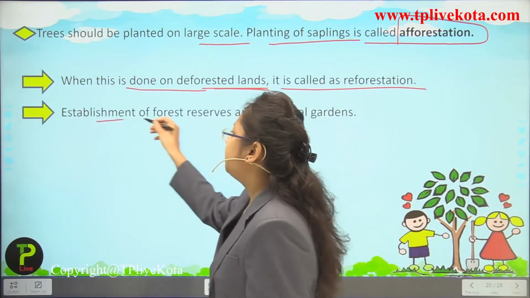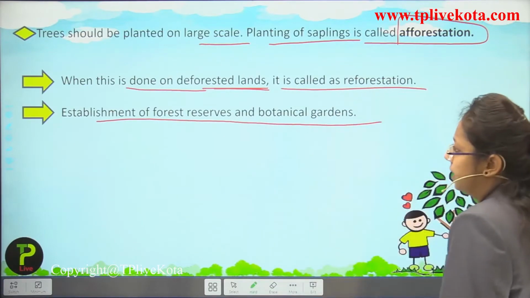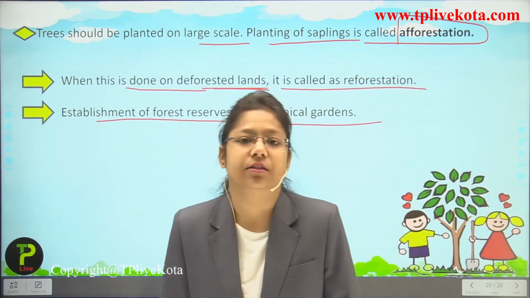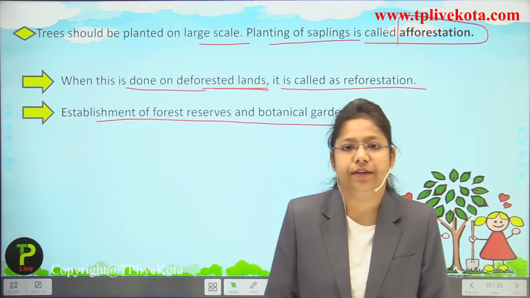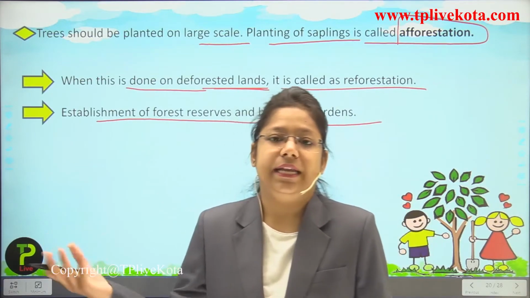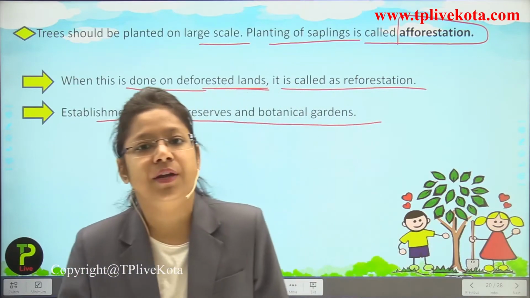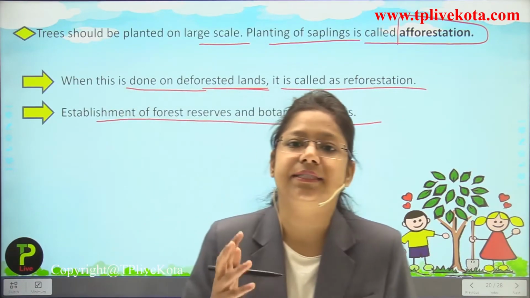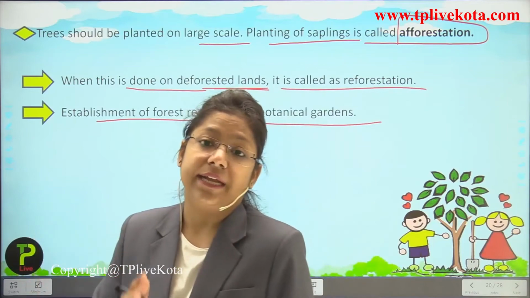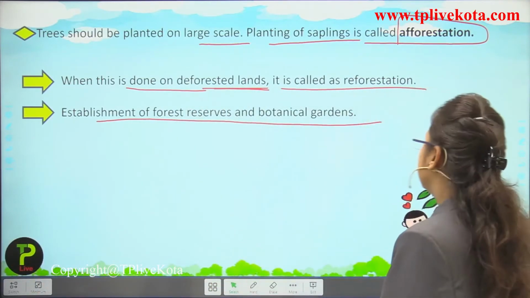Now, establishment of forest reserves and botanical gardens. It is very necessary because humans are very greedy. Because of the use of any kind of wood, the timber, the sal, teak, what we are doing is just cutting down the forest. So, it is very necessary to establish botanical gardens for these kinds of important trees.